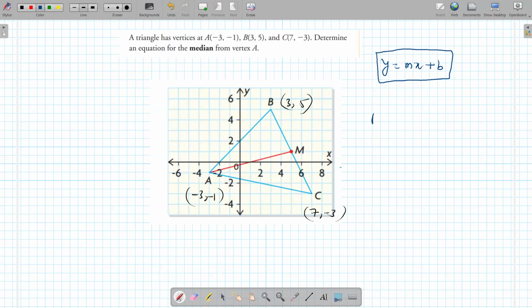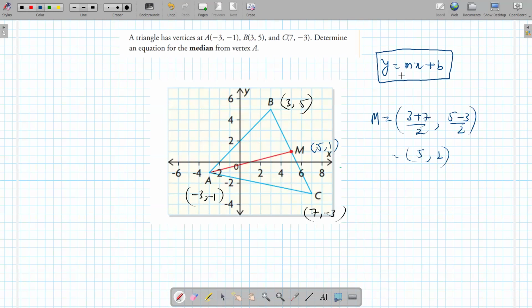So M, the midpoint, is going to be x1 plus x2, so 3 plus 7 over 2, and y1 plus y2, so 5 minus 3 over 2. That is 10 over 2, that's 5. That's 2 over 2, that's a 1. So that's our midpoint. We know this coordinate. So we're trying to find the equation of a straight line from A to M. We know both the coordinates. We know A, we know M, so we should be able to find the equation.